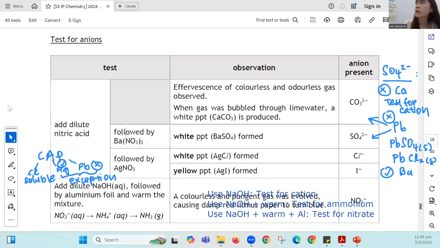Okay, so I shall move on. Should be done copying by now, right? Then the last one I already went through with you just now is the NaOH, but must add aluminium foil plus warming also. Done.